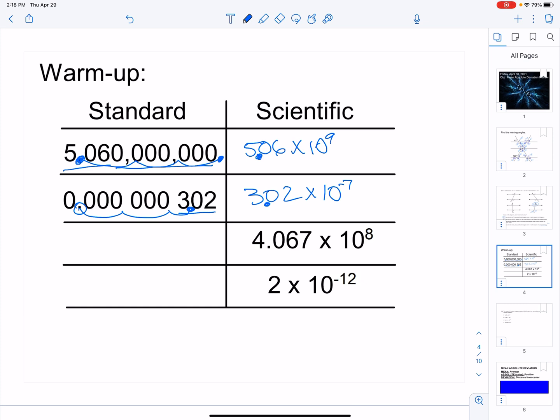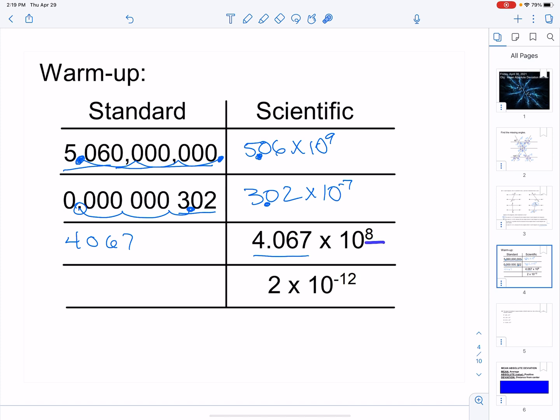Okay, so this next one, we got to go the other direction. So we're basically going to take this decimal right here and move it 8 places. What I like to do is take my significant digits, write them down, and think about where my decimal is going to go. Okay, I'm going to move it 8 places. Now, is this going to be a big number or small number?